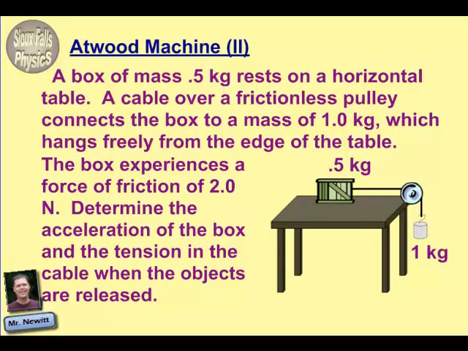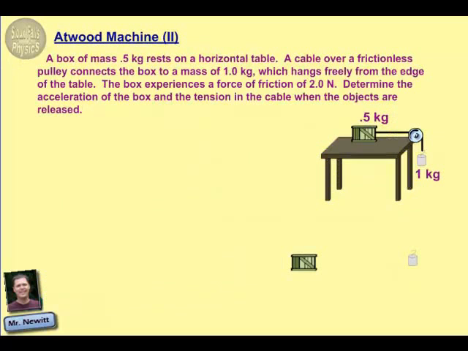We are asked to determine two things: the acceleration of the box and the tension that will exist in the cable when these objects are released. So, first place, again, we always want to start with free body diagrams of our objects. So we have two objects. We have the box that's on the table. We have the 1 kilogram mass that's hanging from the string.